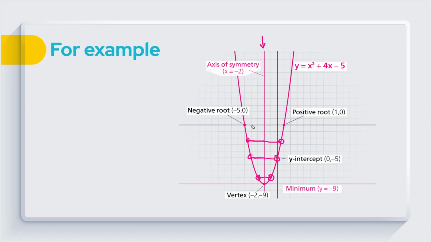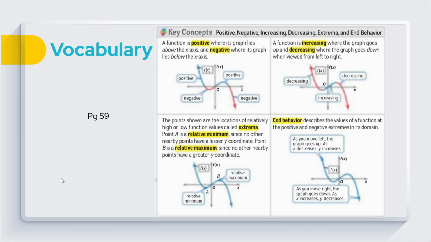It also has some roots, also called x-intercepts. But depending on what book you're looking at, it is called a root. When I learned it, it was called roots. It has a minimum here. It's got a vertex. It's got a y-intercept. So many different things going on here. Let's look at some more vocabulary words.